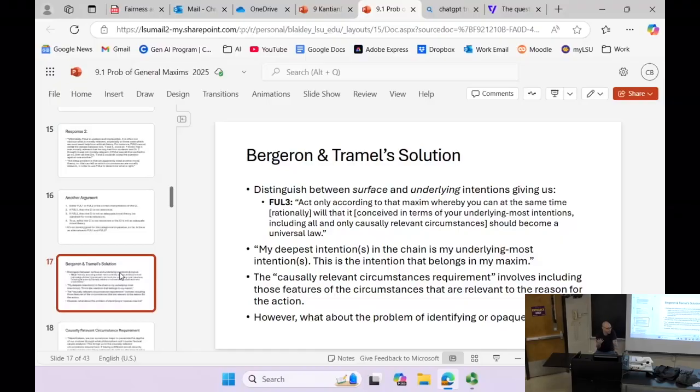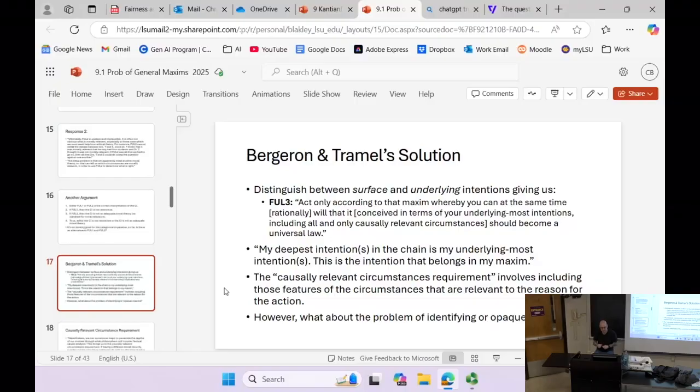So if you're worried about whether it's permissible to kill this or that, the day of the week is probably not going to be relevant to that. But the end you're acting for, to save many other rational beings or something like that from being used as mere means, would be relevant, right? That's the underlying most intention. Yeah. So what they're trying to get at is they're trying to undercut the generality and the specificity problems. They're giving us a more workable and applicable version of the categorical imperative, right? So my deepest intentions in the chain of my most underlying intentions is the intention that belongs in my maxim.